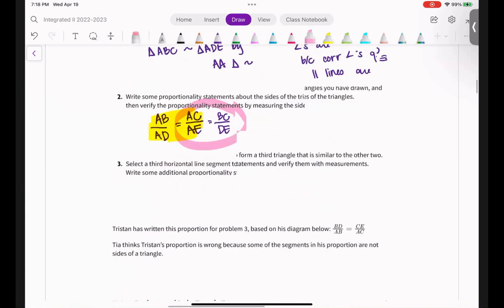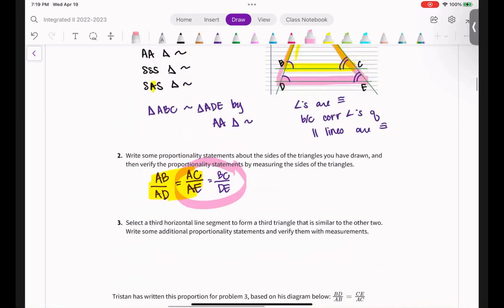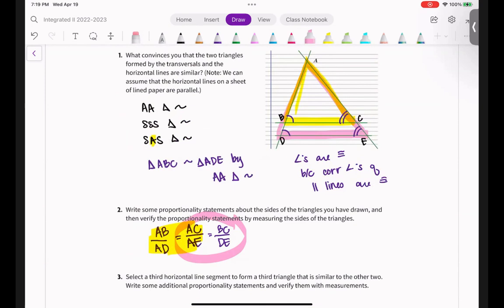Okay. All right. Now that you're back, it says select a third horizontal segment to form a third triangle that is similar to the other two. Write some more proportionality statements with those. And so all they're asking you to do is draw another line, maybe a third one up here, and then go ahead and label it A, B, C, D, E, F, G, and then go ahead and write some more, right?